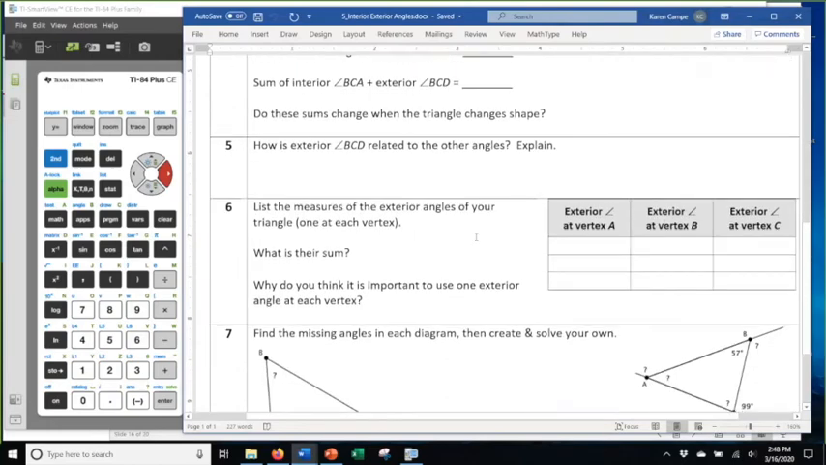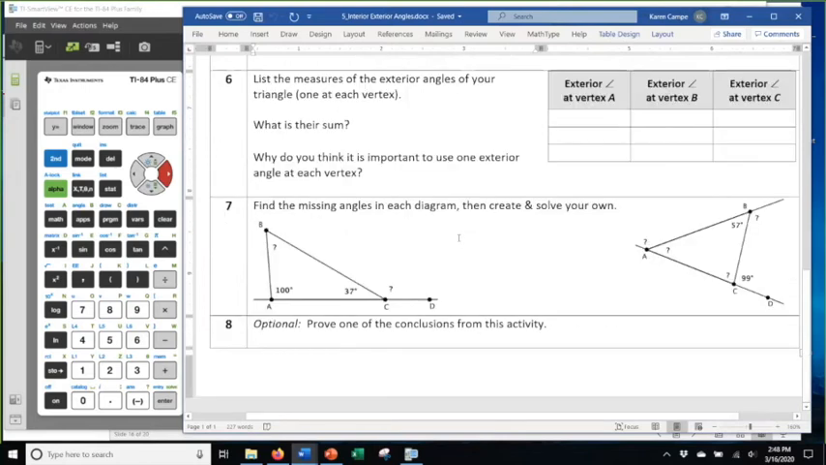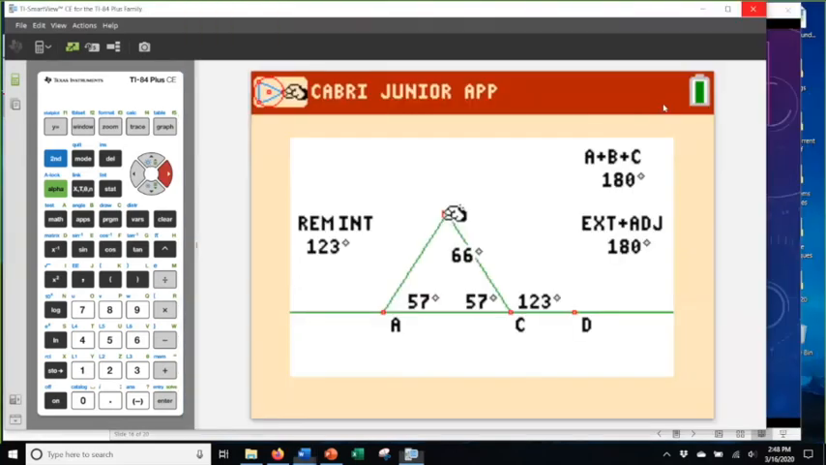There's also an extension. List the measures of the exterior angles of your triangle, one at each vertex. I originally made this extension because I had students working at all different rates in my classroom, and I wanted to have something for fast finishers to explore. And finally, make predictions, apply what you've learned, and if you wanted to do it in your curriculum, prove one of the conclusions from the activities.